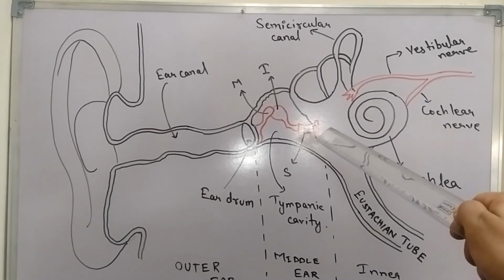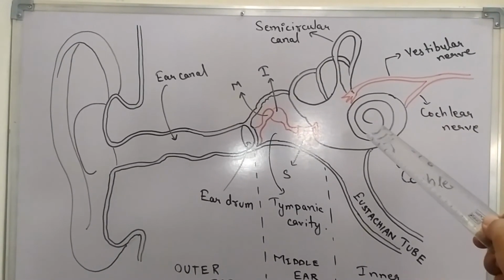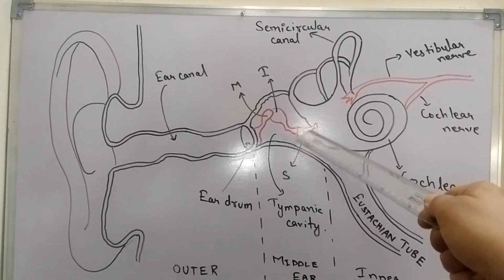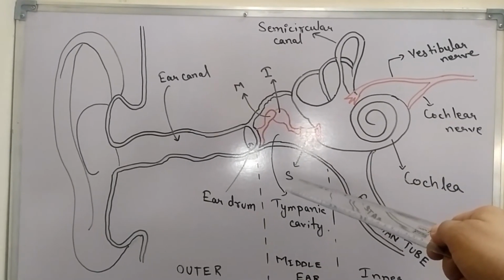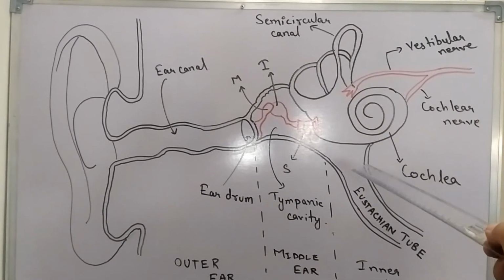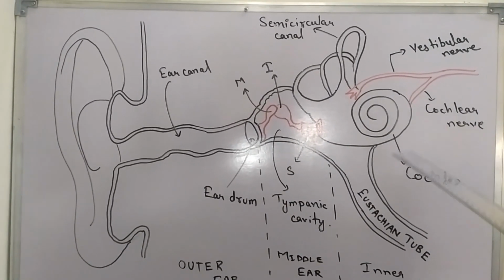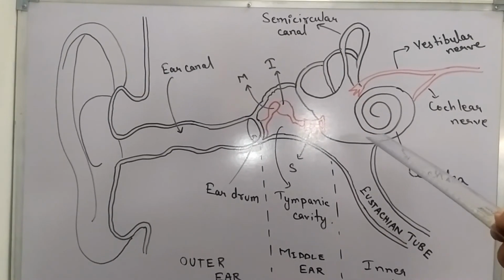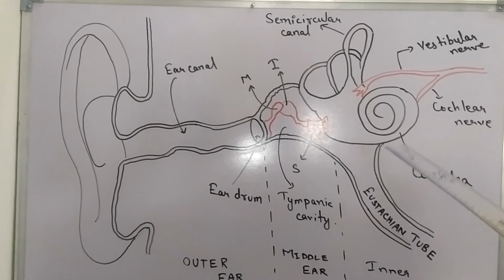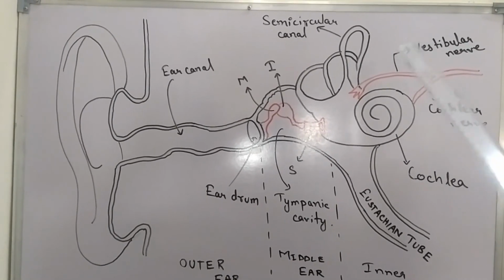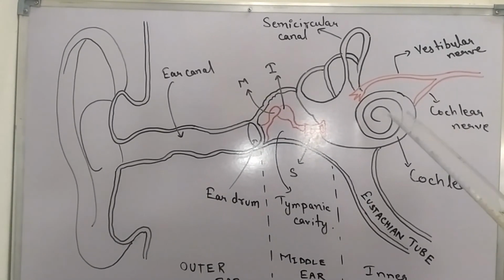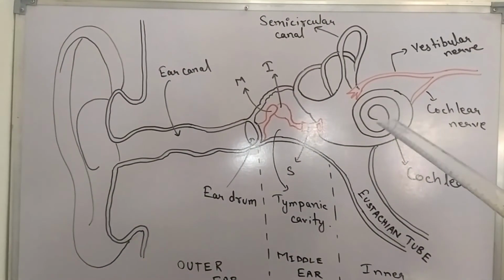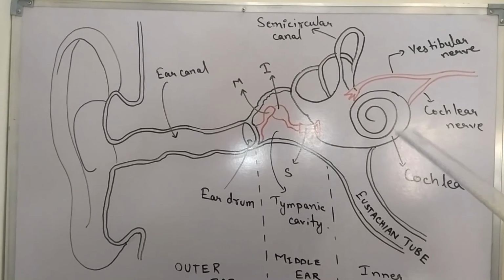So the stapes transfers vibration to the cochlea with the help of the oval window, and the oval window is present here in this region and it is attached to the stapes. So due to vibration, waves are developed in the fluid present in the cochlea, and due to these waves ripples start in the basilar membrane. And you very well know, in the basilar membrane hair cells are present, and due to these ripples the hair cells get bent and a nerve impulse is generated.